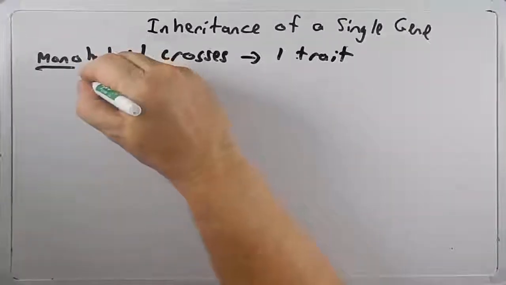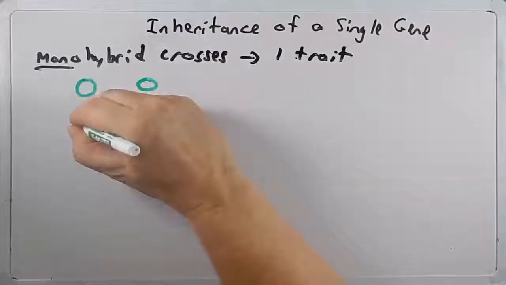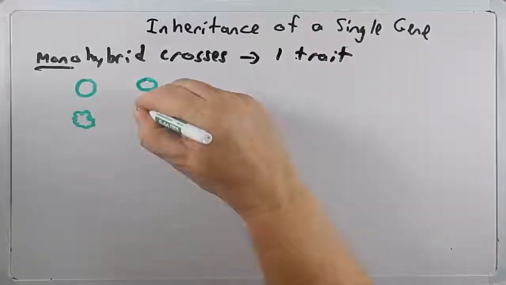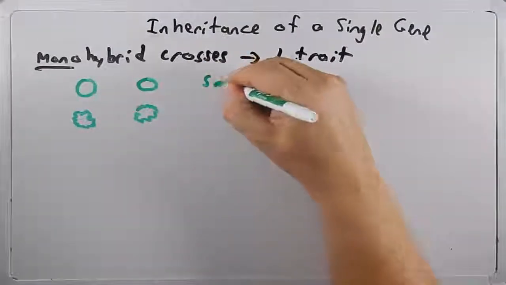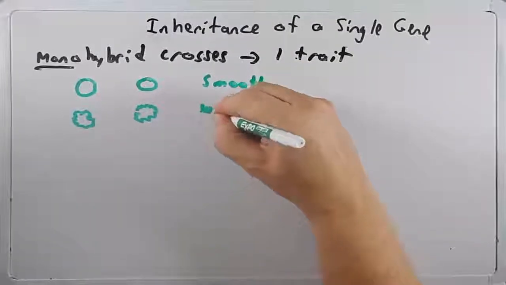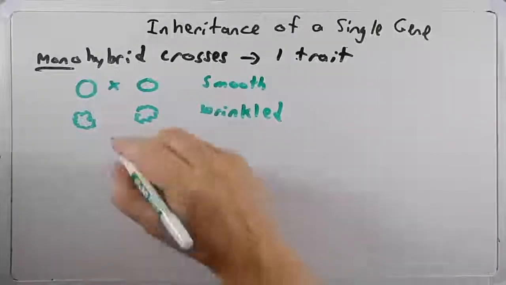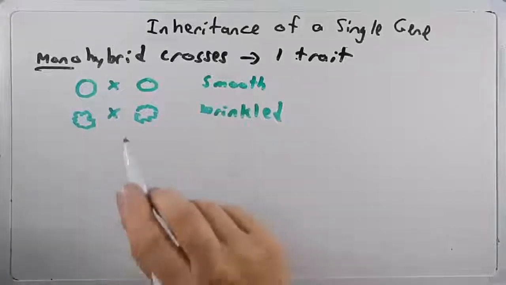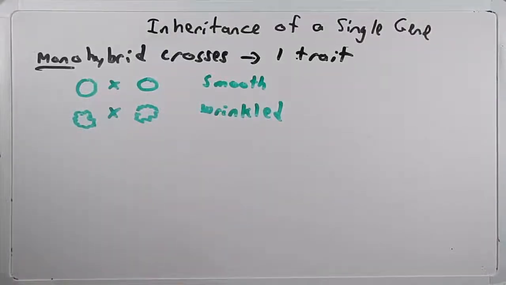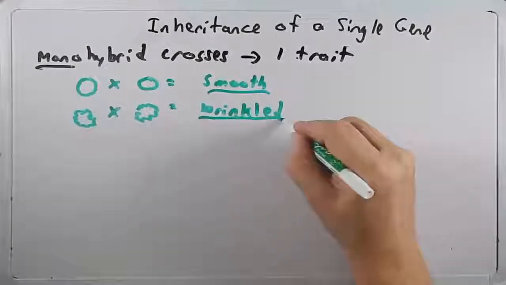So let's just look at the shape of the pea seed here. And he knew from his observations that, roughly speaking, there were two kinds of pea-shaped seeds. One was smooth and one was wrinkled. He knew that if you took a round-seeded plant and crossed it with a round-seeded plant, or you took a wrinkle-seeded plant and crossed it with another wrinkle-seeded plant, and you did this for many generations, that it would result in all the plants being smooth or all the plants being wrinkled.